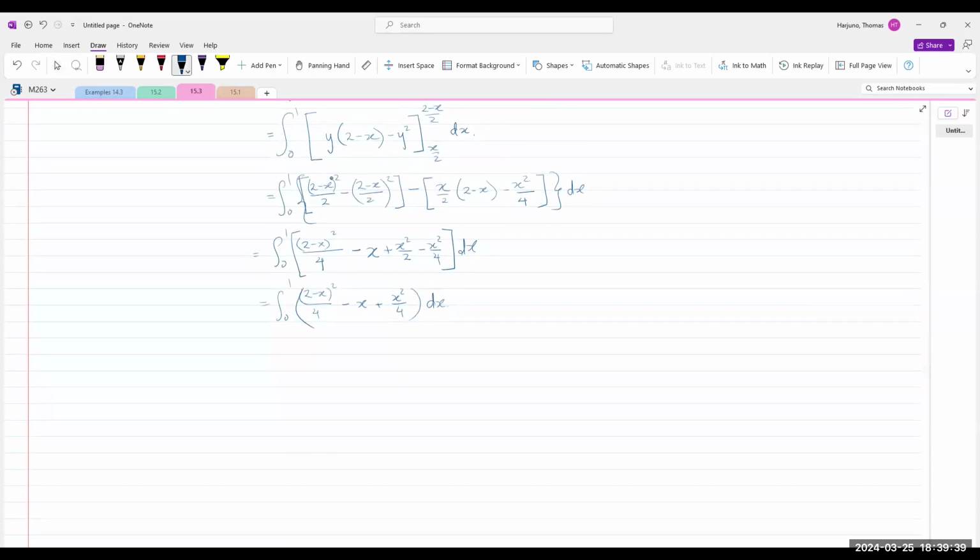Okay, let's compute this further. Now, of course, if you just do it the long way, maybe it's simpler at this point, but I don't know. So that will be 4 minus 4x plus x squared minus 4x plus x squared over 4, dx. I do the LCD so that I can pull the 1/4 out. And then combine like terms on the top, I get 2x squared minus 8x plus 4.